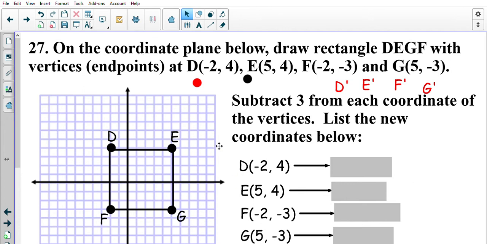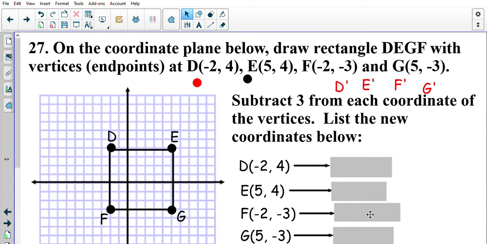Now, it does ask us to subtract 3, and I'm trying to remember, let's see, 1, 2, that was 5, so 7 by, looks like this is actually a square, so it's not even just a rectangle, it happens to be a square as well. So this one asks us to subtract 3 from each coordinate of the vertices and to list the new coordinates below. We're trying to get you some practice with not just graphing, but also multiplying, adding, and subtracting with integers.